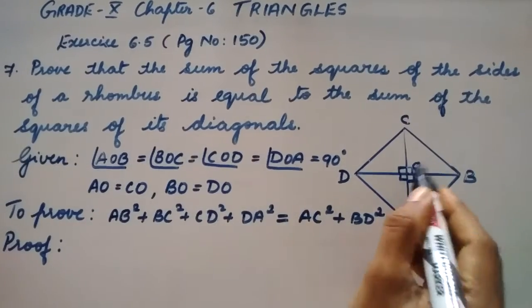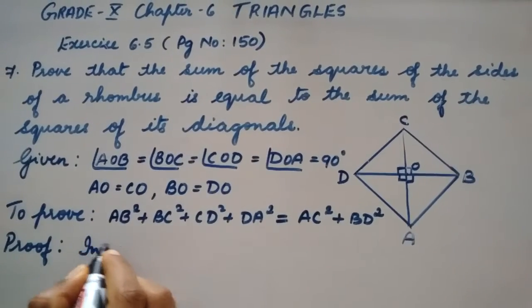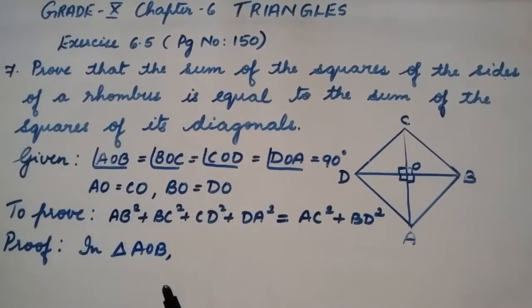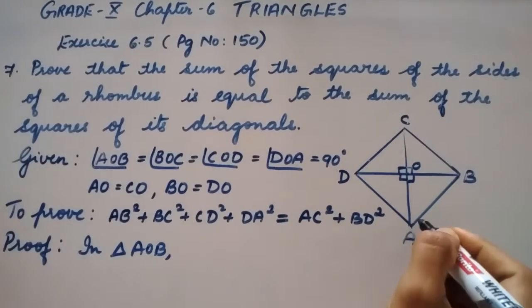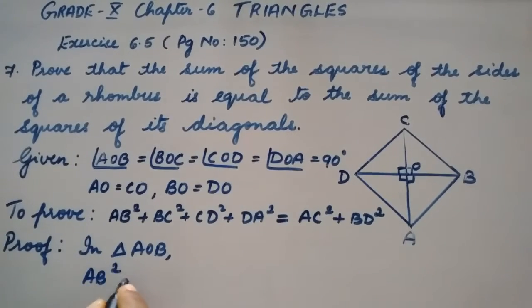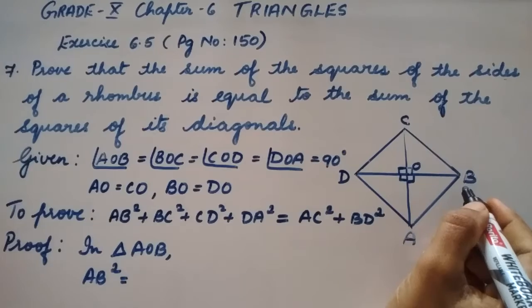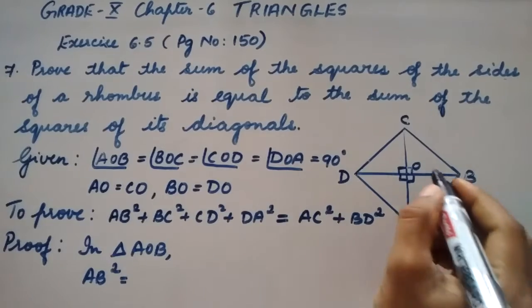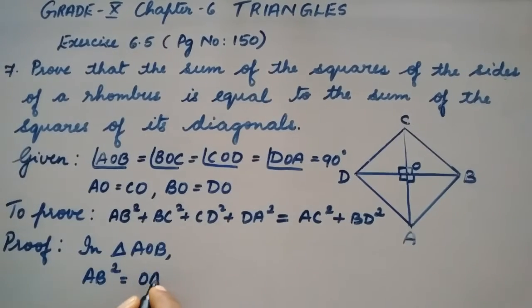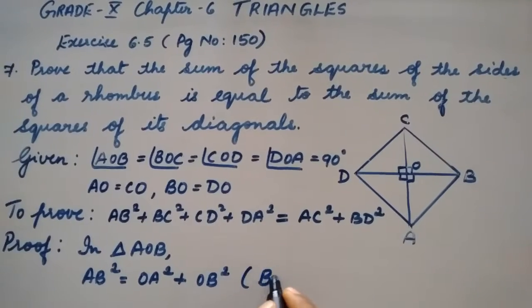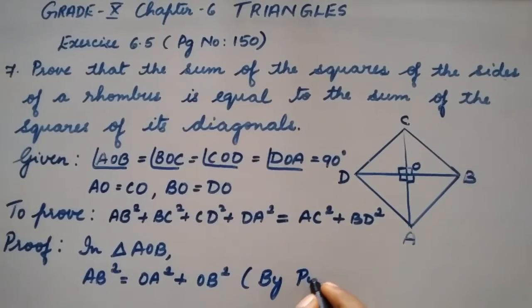So in triangle AOB, which is the hypotenuse here? AB. So AB square will be equal to OA square plus OB square. We got this by Pythagoras theorem.